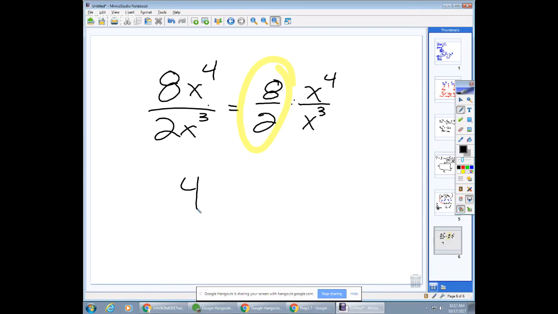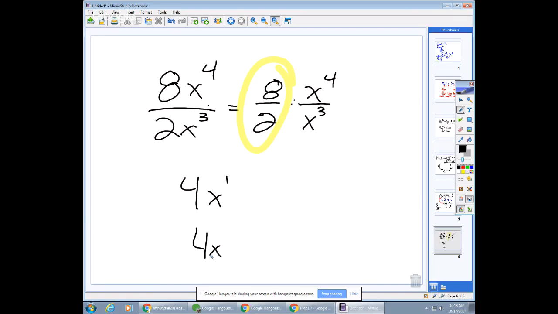And then here, this says there's 4 x's multiplied in the top. This says there's 3 x's in the bottom. Are there more in the top or bottom? Top. How many more are in the top? 1 more, so that means I get x to the 1st power, which you could just say is 4x. So that's kind of the intuitive way to think about it.